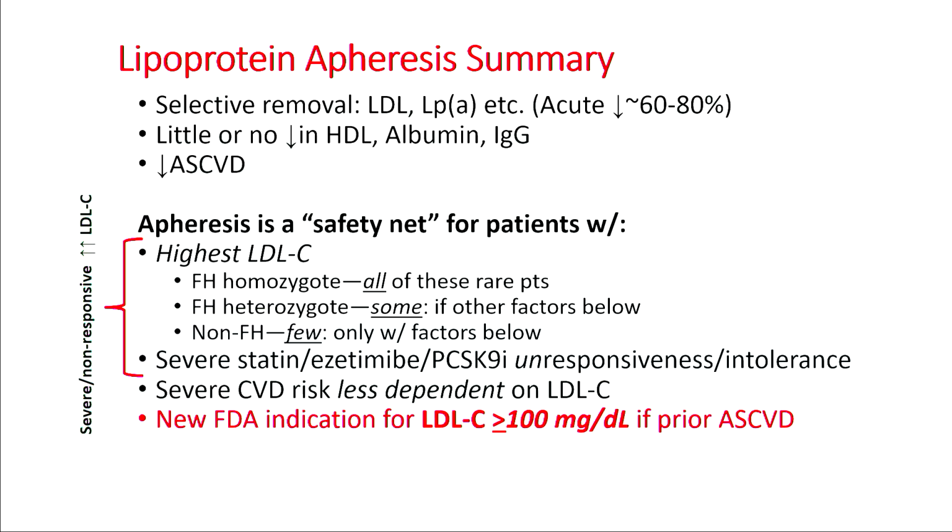There's little or no reduction in HDL, albumin, and there's reduction in atherosclerotic cardiovascular disease, consistent with what Michael Silverman would predict in that JAMA paper, showing that the benefits are LDL dependent or ApoB lipoprotein dependent. And this is a safety net, I would say, an important option for patients who have the highest LDL levels. Certainly the homozygote population, the heterozygote population who may struggle with some of the statins or non-statin drugs to get well controlled, and then a few other patients.